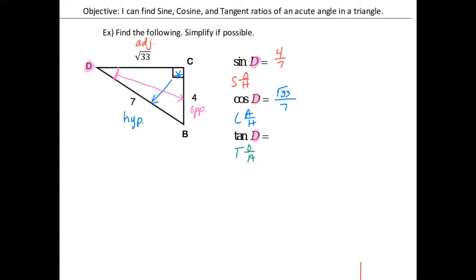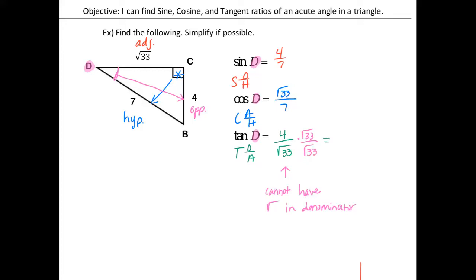Tangent is TOA, so my opposite side is 4 over the adjacent side, which is the square root of 33. But again, we saw in the prior knowledge, we cannot have a square root in the denominator. So what did we learn? How do we get rid of the square root in the denominator? Multiply both top and bottom by root 33. That's my ratio of 1.